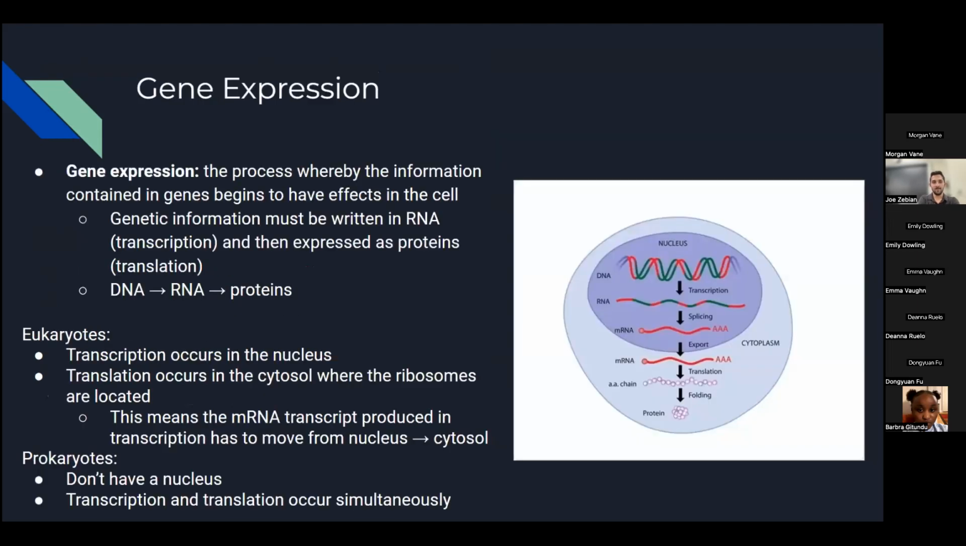So gene expression. Gene expression is the process where the information contained in genes begins to have an effect and is physically available in the cell. Genetic information must be written in RNA, and then through transcription and translation, we see it expressed as proteins. So again, DNA to RNA to proteins. In eukaryotes, transcription occurs in the nucleus, and then translation occurs in the cytosol, where the ribosomes are located. This means that the mRNA transcript produced in transcription has to move from the nucleus to the cytosol. And this doesn't have to happen in prokaryotes because they don't have a nucleus. So any questions so far?